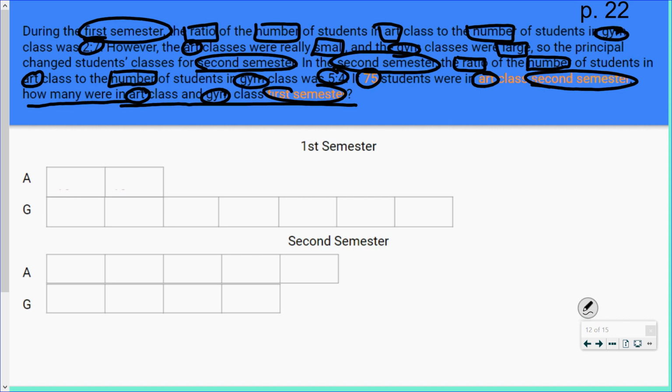Okay, so we've already marked our text, so we have the information available to us. You can see, first semester was what? 2 to 7. So I'm going to do my first semester set of data, do my tape diagram. I have 2 boxes for art class, 7 boxes for gym class. Is everybody okay with that? Now we look at second semester, they changed it, right? Now it is 5 to 4. So we've got the tape diagrams already drawn out here for you. We'll give you a couple minutes to go ahead and write these into your modules.